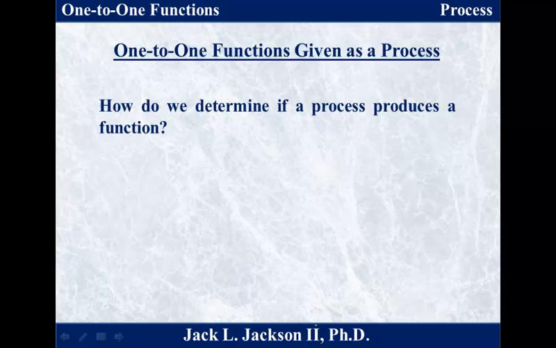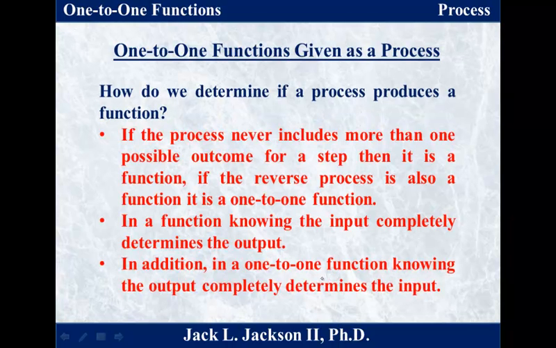So how do we determine if a process produces a function? Well, if the process never includes more than one possible outcome from a step, then it has to be a function. But if in addition the reverse process is also a function, then that's a one-to-one function. In a function, knowing the input completely determines the output. In addition, if it's a one-to-one function, knowing the output completely determines the input.